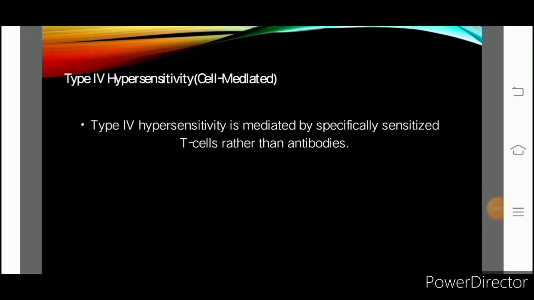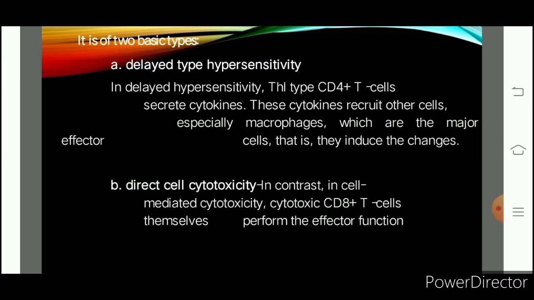So, type 4 hypersensitivity. Type 4 hypersensitivity is mediated by specifically sensitized T cells rather than antibodies. So, type 4 hypersensitivity is characterized by interactions between T cells and antigens that result in activation and cytokine production. So, it is of two basic types. First is the delayed type hypersensitivity and direct cell cytotoxicity.